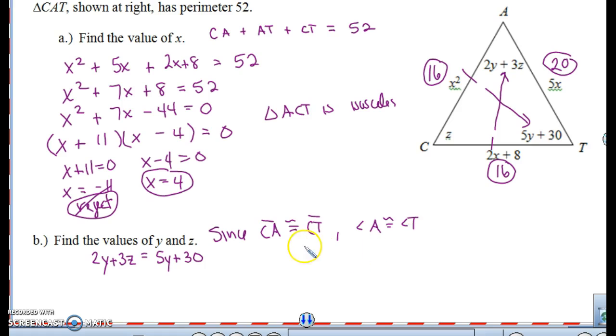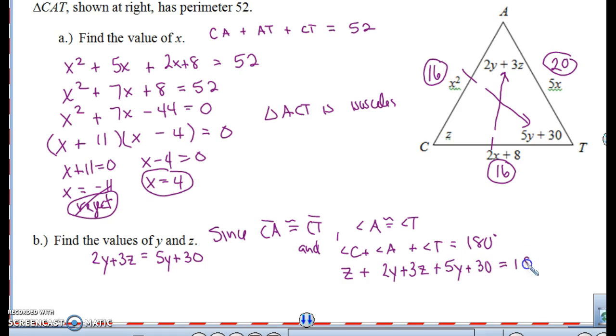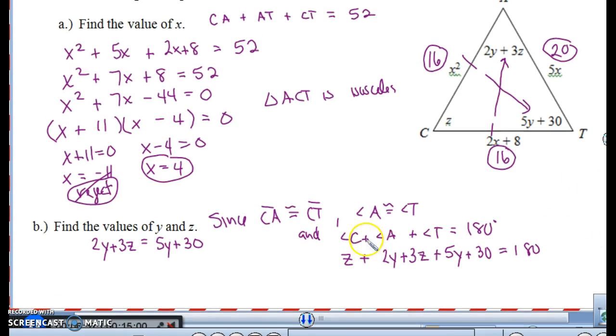And we also know that the sum of the angles of a triangle is how much? Angle C plus angle A plus angle T should equal 180 degrees. So angle C is z, A is 2y plus 3z, and T is 5y plus 30, which will equal 180. So knowing the facts about those angles helps us.